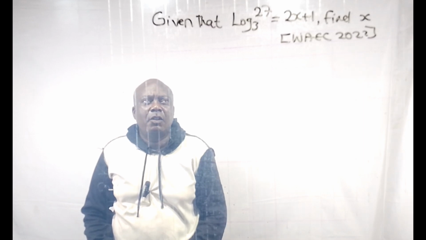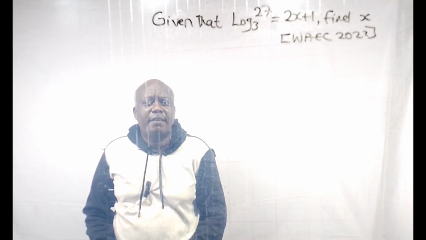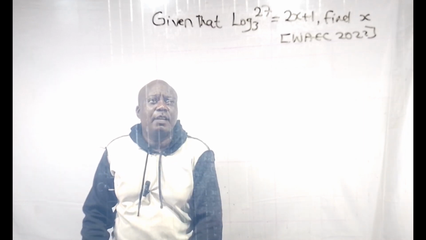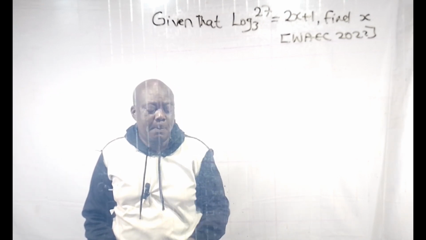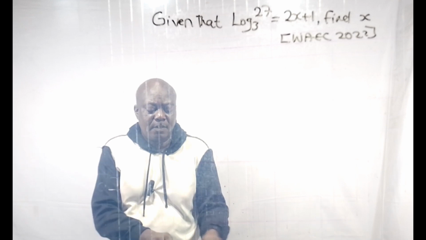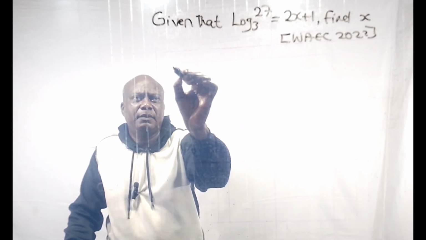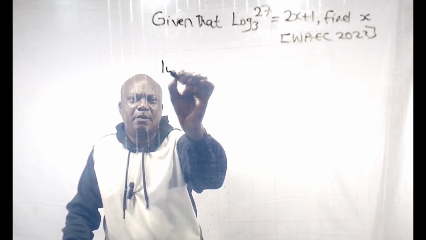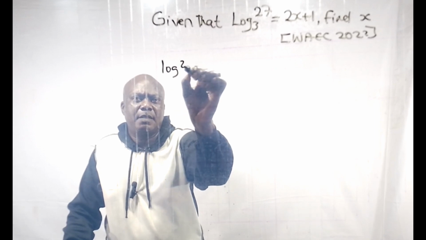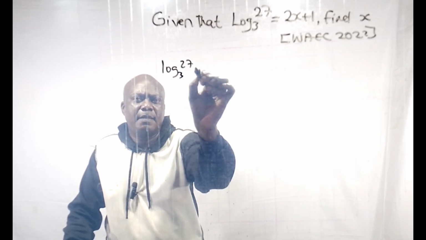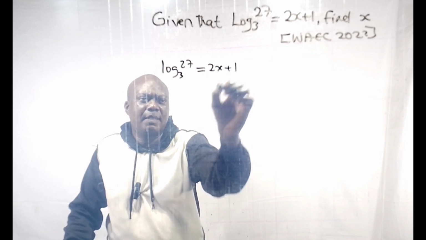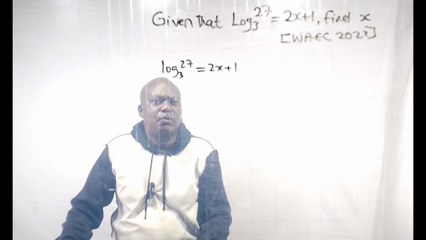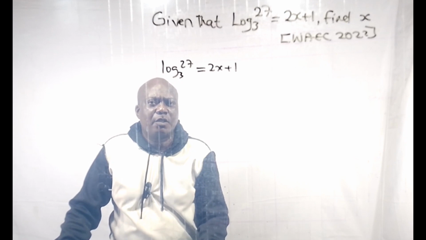In that, log 27 to base 3 equals 2x plus 1. Find the value of x. So this is the equation: log 27 base 3 equals 2x plus 1. So we are going to solve this one now.